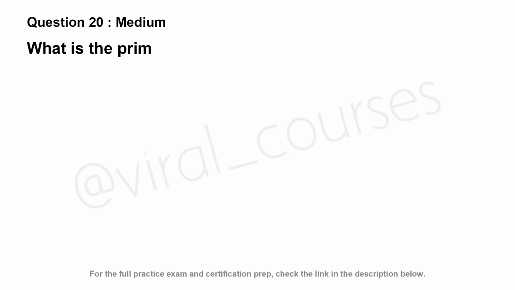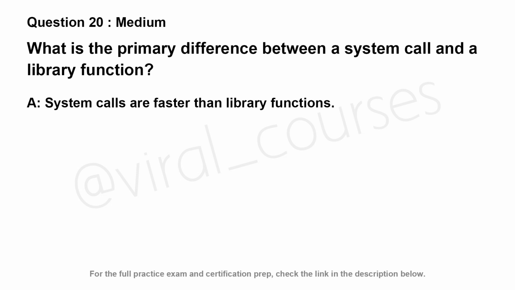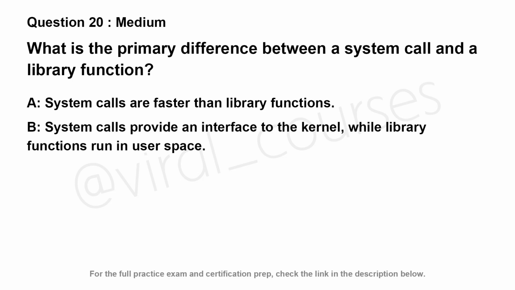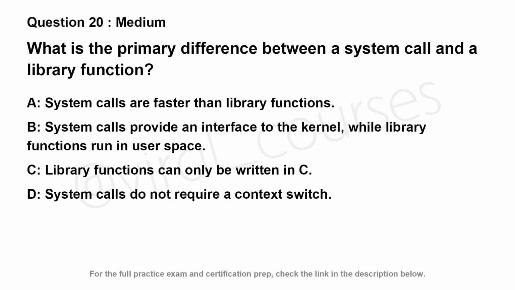What is the primary difference between a system call and a library function? Option A. System calls are faster than library functions. Option B. System calls provide an interface to the kernel, while library functions run in user space. Option C. Library functions can only be written in C. Option D. System calls do not require a context switch.